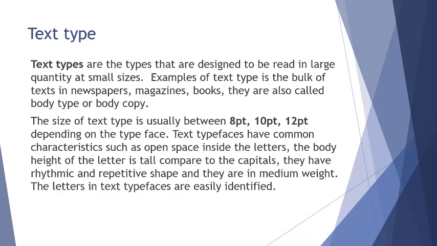Now display type and text type. Text types are the types that are designed to be read in large quantity at small sizes. Examples of text type are the bulk of text in newspapers, magazines, books. They are also called body type or body copy. The size of text type is usually between 8 pt, 10 pt, and 12 pt, depending on the typeface. That says depending on the font you are using, because the fonts originally are not of the same sizes.